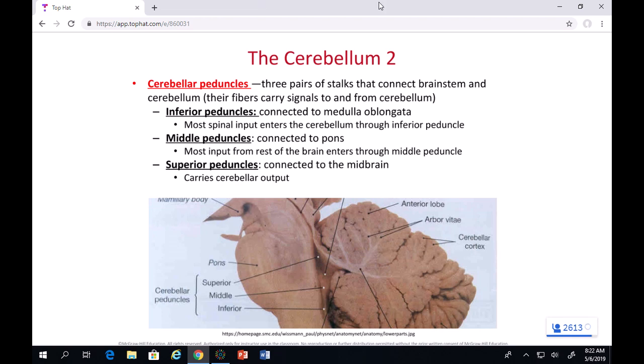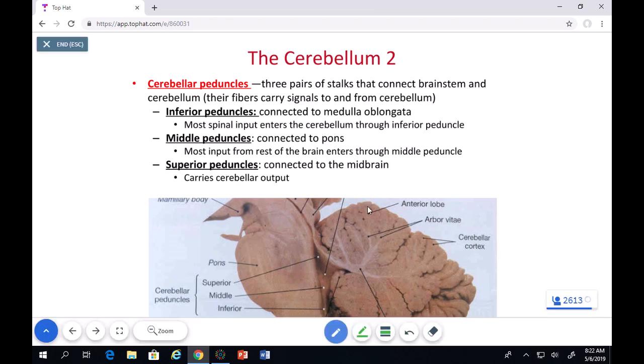Within our cerebellum, we have peduncles, just like we had the cerebral peduncles of the midbrain connecting the midbrain to the diencephalon and the cerebrum. Within the cerebellum, we have peduncles connecting the cerebellum to the brainstem. These peduncles are superior, middle, and inferior. The inferior peduncle is the connection point that's down low. Superior will be the top connection point, and the middle peduncle is the lateral connection point.